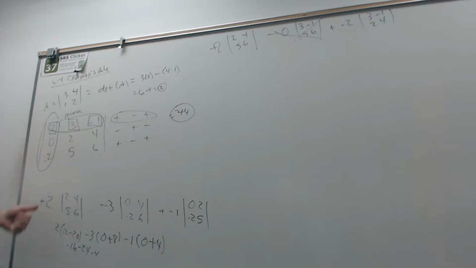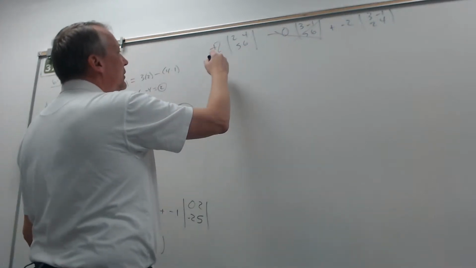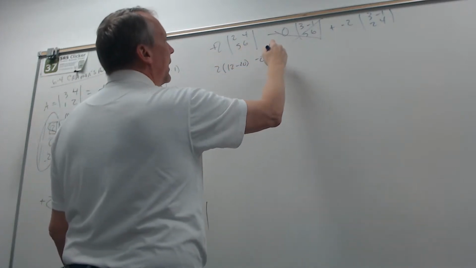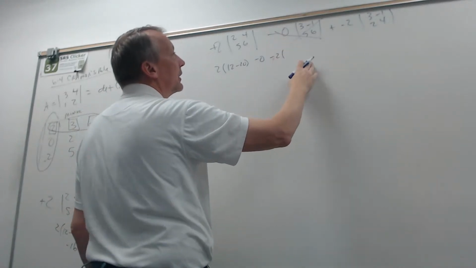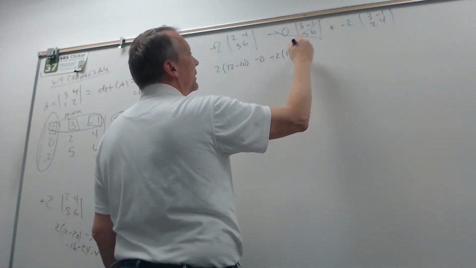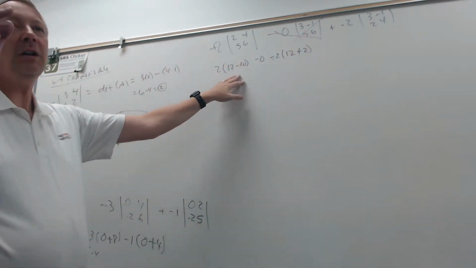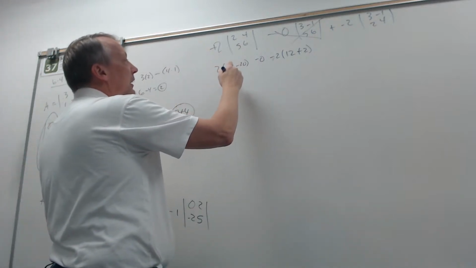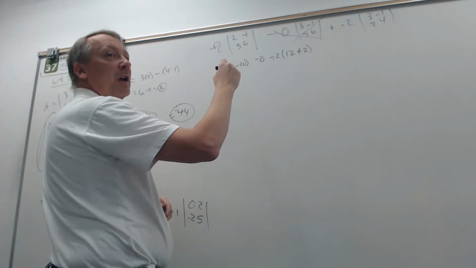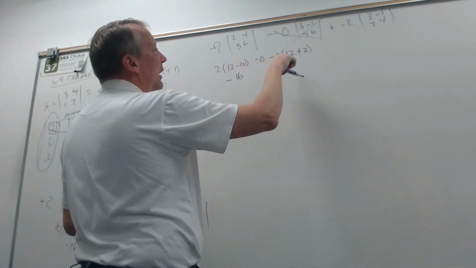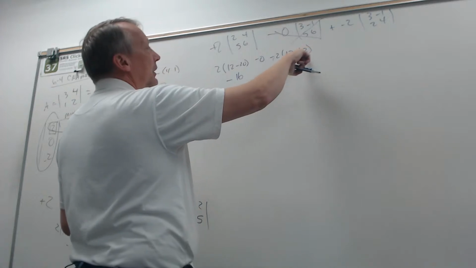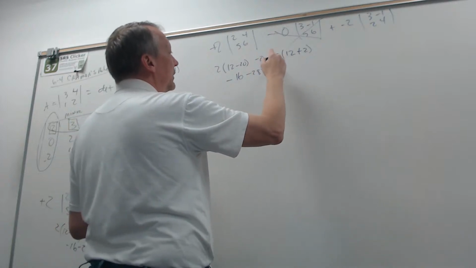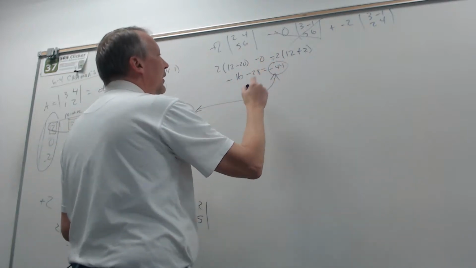Okay? So now, Victor, can you give me the 2 times the determinant here? 12 minus 20. Minus 0, minus 2 times 12 plus 2. 12 minus negative 2, which is 12 plus 2. 12 minus 20, negative 8 times 2, negative 16. 12 plus 2, 14. 14 times negative 2, negative 28, which equals negative 44. So I got the exact same answer I got here with less work.